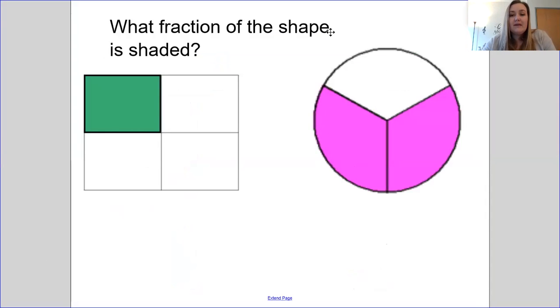So if you look up here, what fraction of this is shaded? So if we look right here, first I want you to look how many are shaded. 1, so I'm gonna put 1 as my numerator. My denominator is the total amount, there's 4. So 1/4 is shaded. Same thing over here. There's 2 shaded. Out of the total number, the denominator is 3, 2/3. Okay, so that's how you go about that.